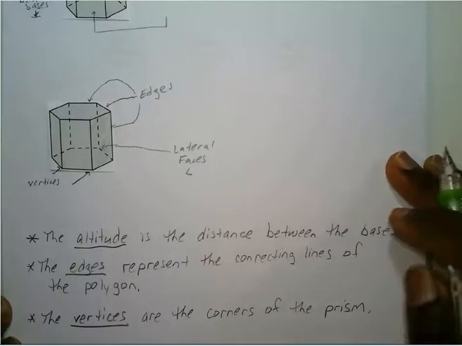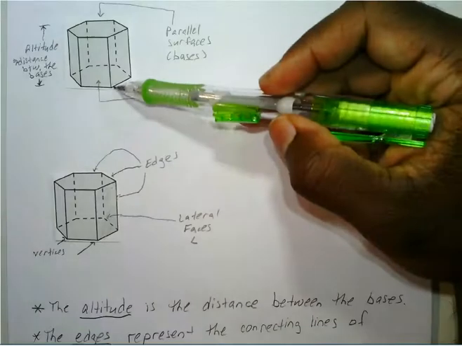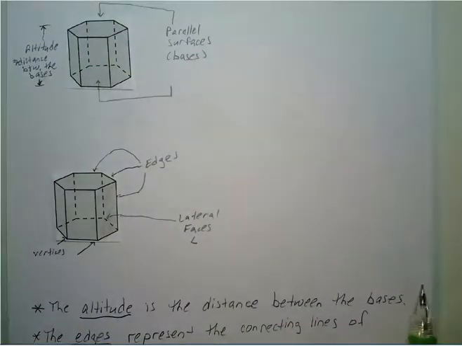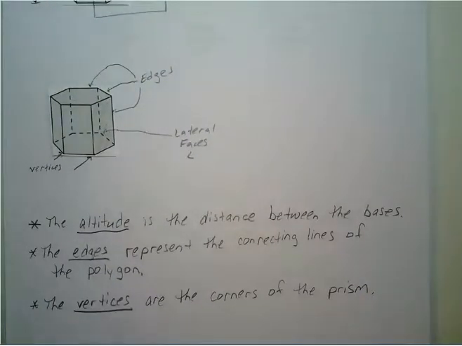I'm going to roll it back up. So this is your altitude here, the distance between your bases. Even if you can't draw these yourself, you may want to go online and print up an image of them, but you can write those down.